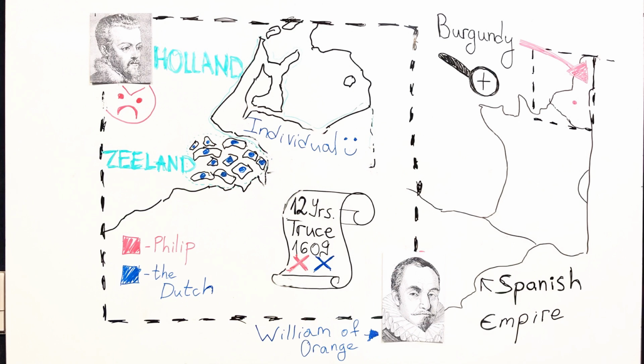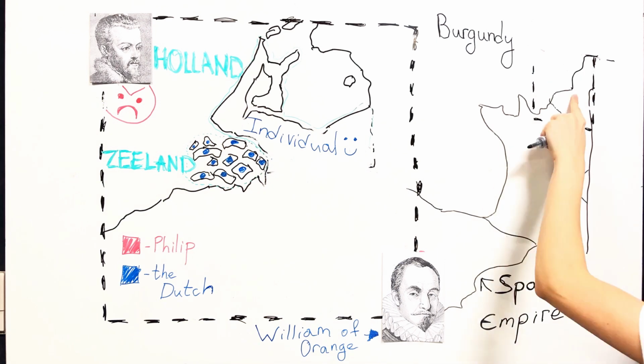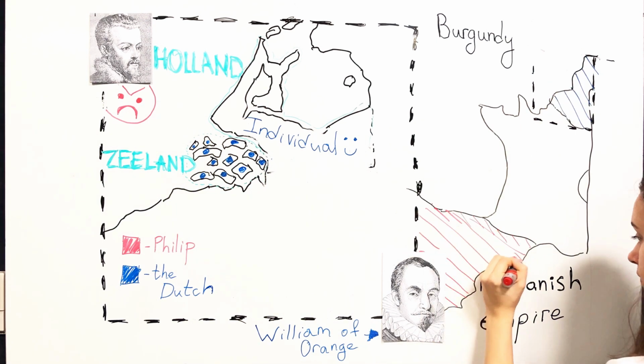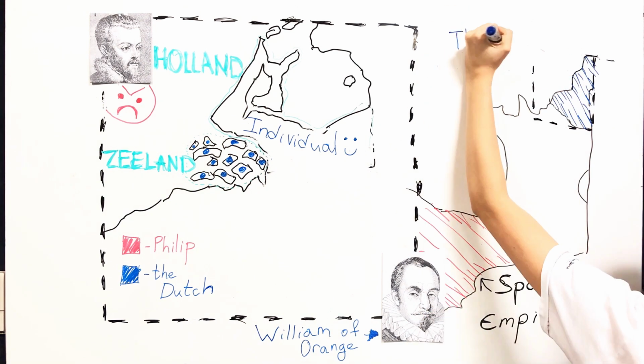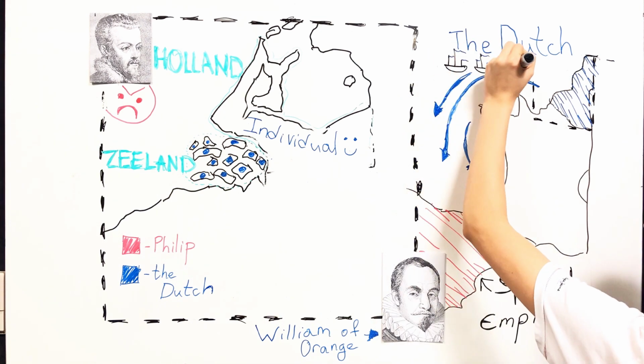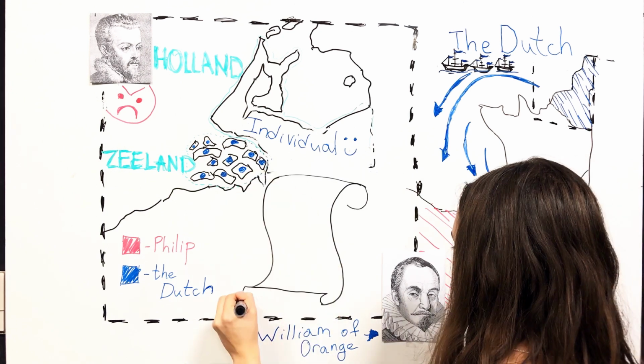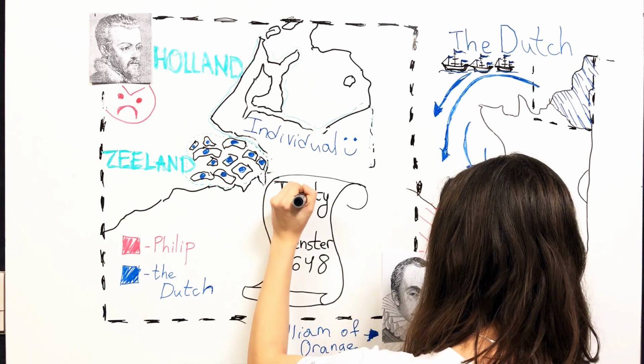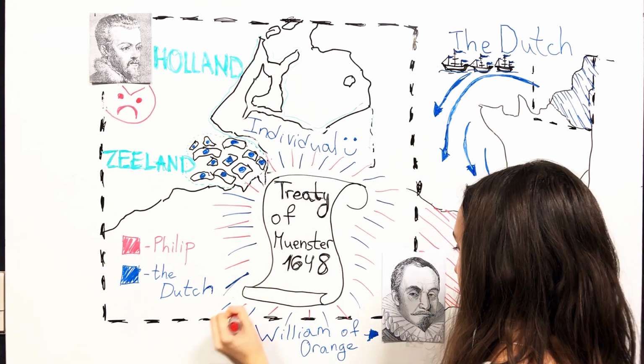In 1621, most of the continent is concentrated on the 30 Years' War, so the Dutch decide to take the war overseas. Thus, the Netherlands become one of the most dominant conquerors. Finally, in 1648, the Treaty of Münster is signed and it ends the Dutch Revolution.